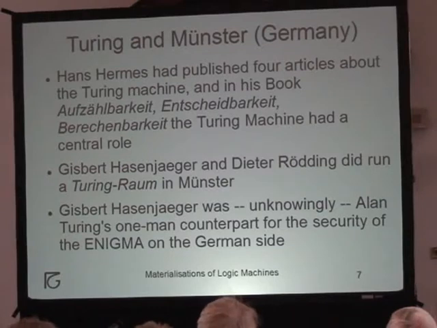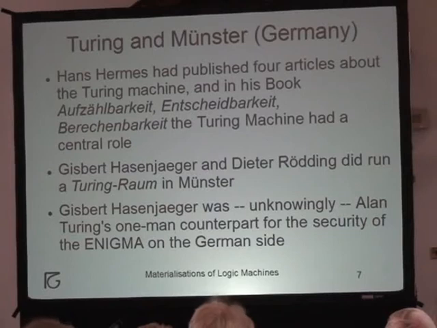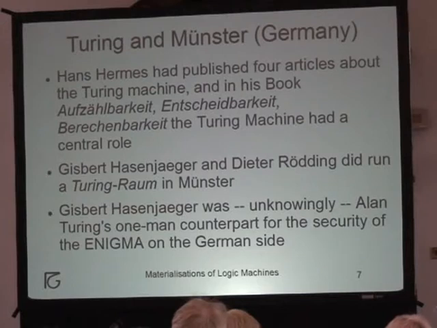The Turing machine became famous also because Hans Hermes published a book on computability, where the Turing machine had a central role. Gisbert Hasenjaeger, about whom I'm going to talk in detail later on, and his colleague Dieter Rödding, who died very early, ran a Turing room in Münster, where they collected all their materialization machines. And last but not least, and very often emphasized, Hasenjaeger was unknowingly Alan Turing's one-man counterpart for the security of the Enigma on the German side. So there are funny relationships between these two.